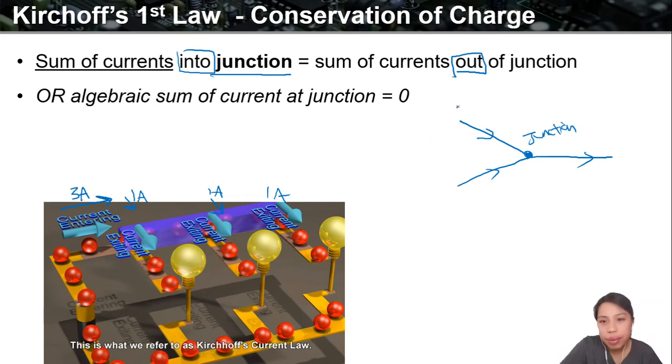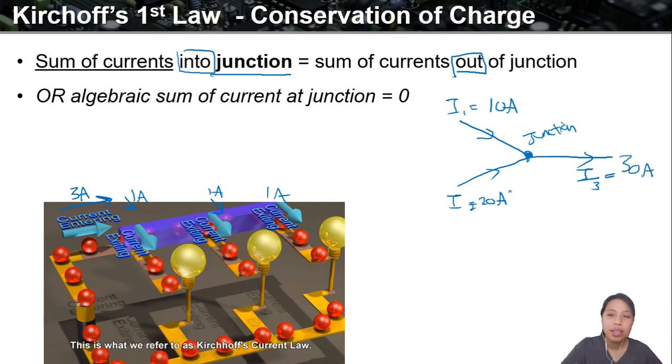So if you have a junction, the current coming in, the first one is say 10 amps, very big. The second one is 20 amps. What would be the current coming out here, I3? 10 come in, 20 come in, so how many come out? So 30 amps must come out. If not, where do all these charges go? They cannot just disappear once they go inside a junction.